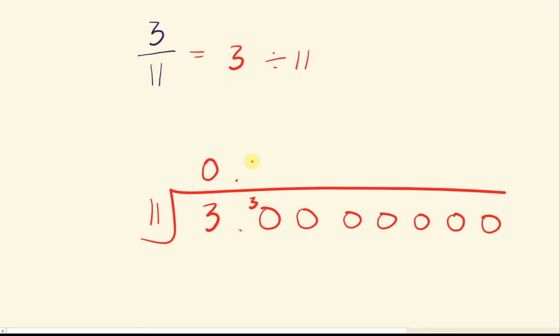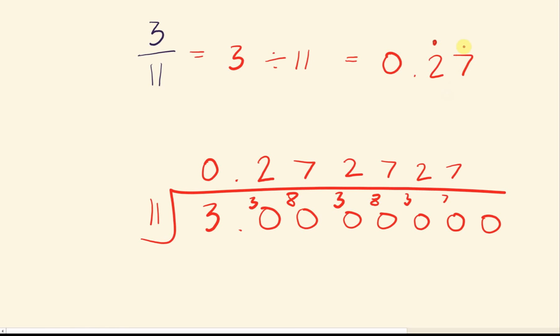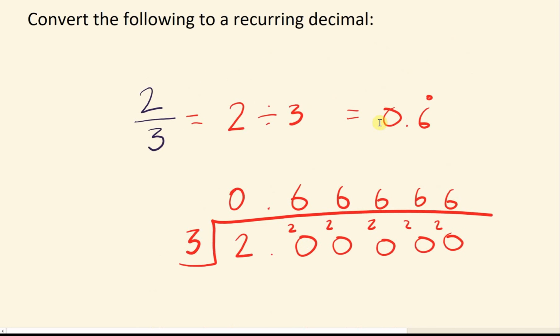11 into 30 goes 2 times, because 2 11s are 22, so we have 8 left over. Then 11 into 80 is 7 with 3 left over. And 11 into 30 we've just done, that was 2 with 8 left over. And we can see again we're going to be stuck in a loop here. So here the 2 and the 7 both repeat, so it's 0.27, and both these have dots above them to show that they both repeat on forever. Okay, that's probably the most basic skill to do with recurring decimals. Just use the bus stop method, make sure your second number always goes outside the bus stop.